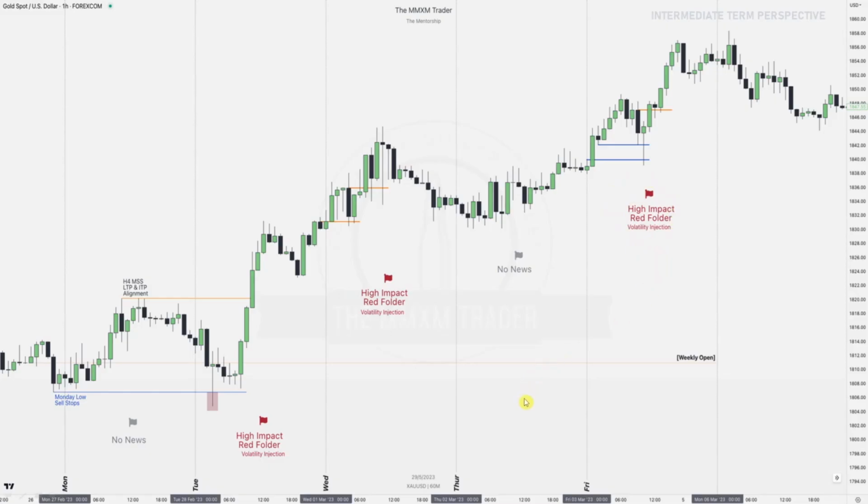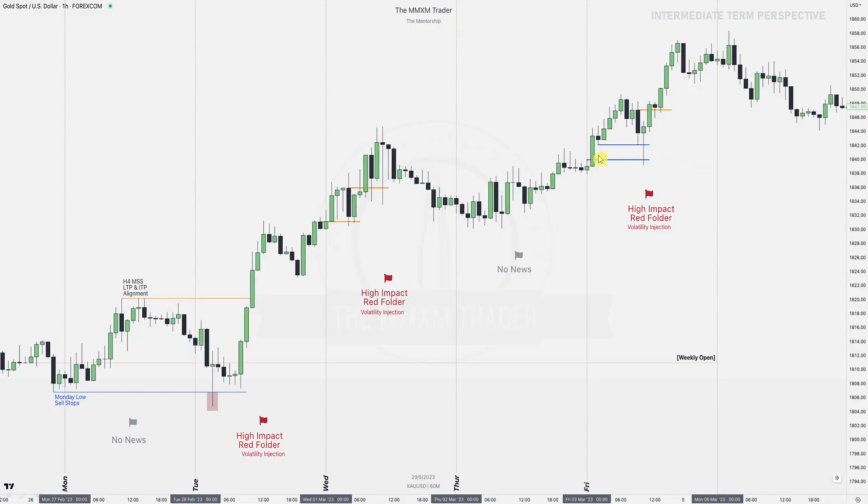So keep in mind, very important, if you're looking for your long-term perspective, your intermediate term perspective has to be in line. And then we look at the economic calendar, right? Which day is it most probable to create low of the week or high of the week, right? So without news on a particular day, you can expect more of an accumulation or consolidation day, right? And then we try to frame our setups on those days with the high impact red folder.